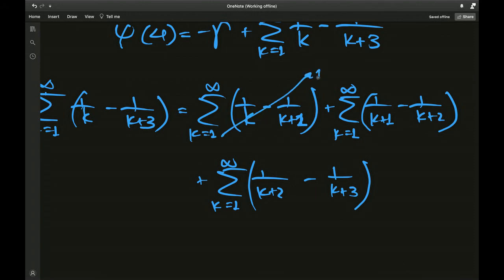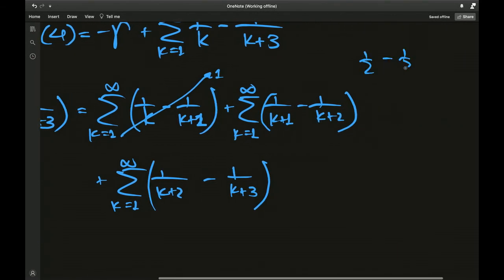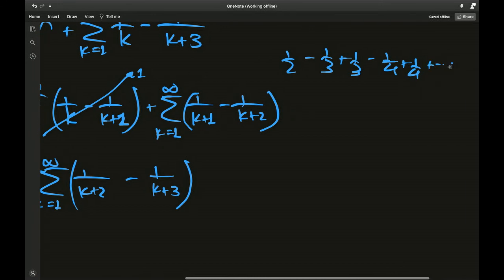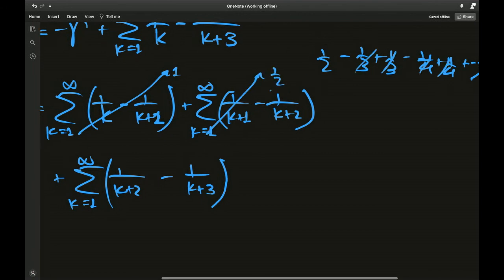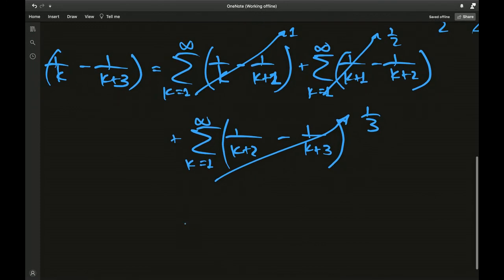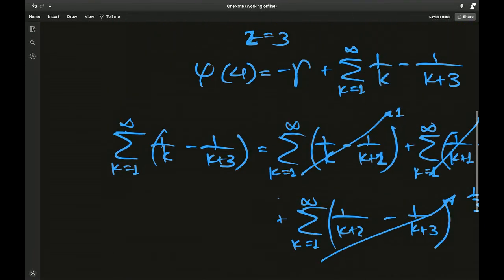the left hand side term, because this is telescoping. This will become 1. If you want to write out some terms, you'll have half minus 1/3 plus 1/3 minus 1/4 plus 1/4, basically till infinity, and the last term will go to 0 in the limit. All these other terms will telescope. We'll just have half. Similarly over here, you'll have 1 over k plus 2 when k is 1 as the remaining, which is 1 over 3. So we have 1 over 1 plus 1 over 2 plus 1 over 3 for this sum.